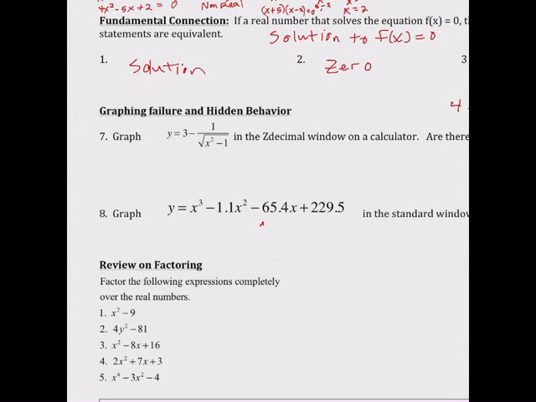Okay, next one. Hidden behavior. Again, this is hidden behavior. Naughty and nice.